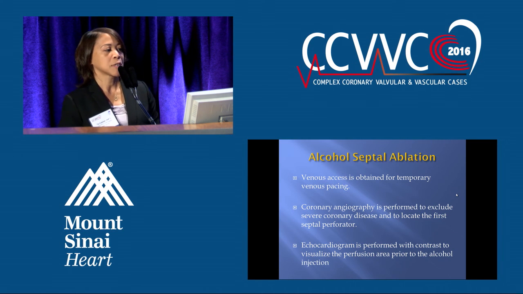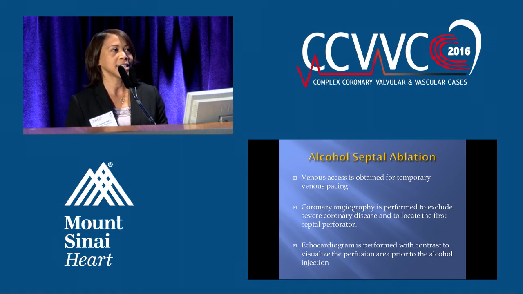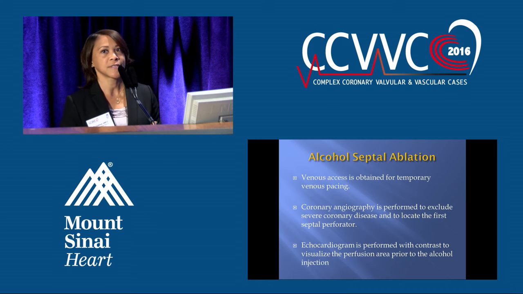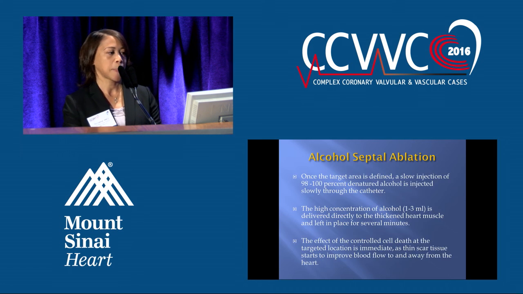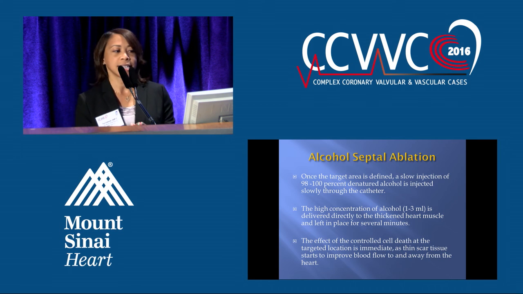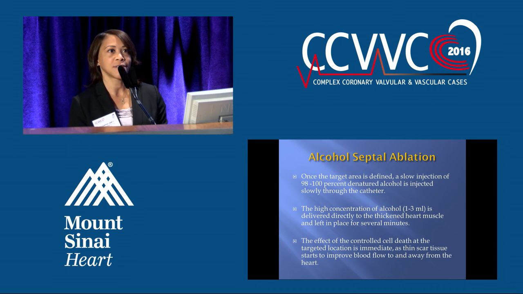So with alcohol septal ablation, the venous access is obtained in the event that temporary pacing is needed. A coronary angiography is performed to exclude severe coronary artery disease and to locate the first septal perforator. An echogram is performed with contrast to visualize the perfusion area for the alcohol injection. Once the target area is defined, 98 to 100% alcohol is injected slowly into the catheter.